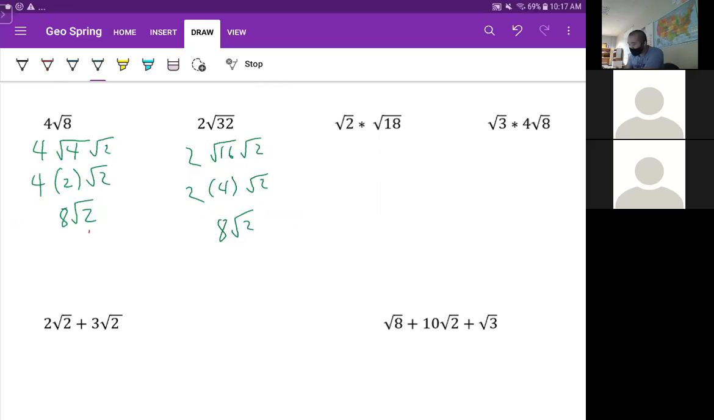18 times 2. Okay, so 18 times 2 is 36. They're both inside the house, so you can multiply them together. Square root of 36 is 6. We saw that 4 square roots of 8 was 8 square roots of 2. So here's square root of 3 times 8 square roots of 2. The two things that are inside the radicals, 3 times 2 is 6, so 8 square roots of 6 is the answer here.